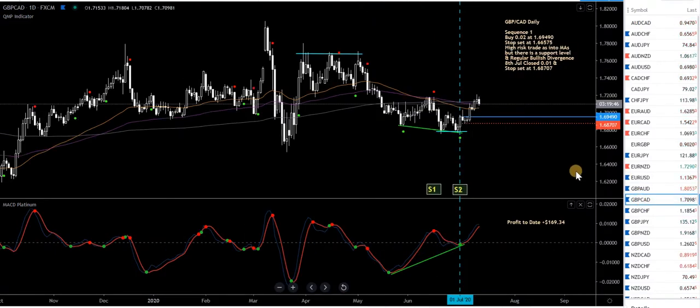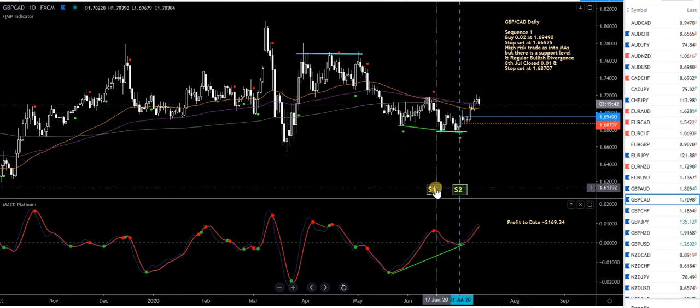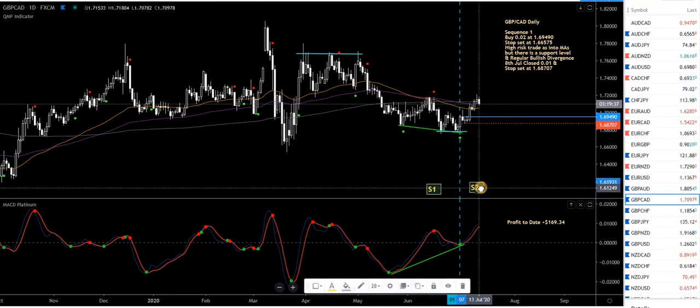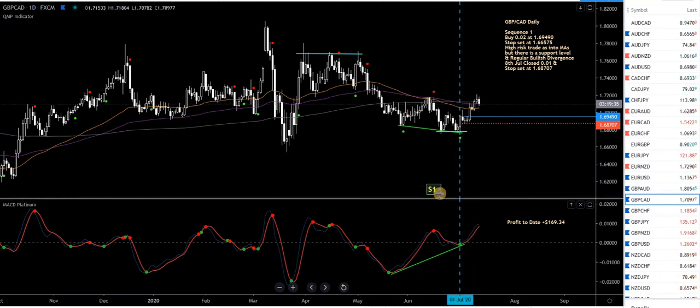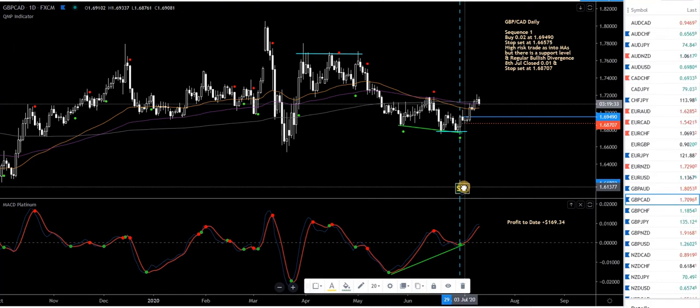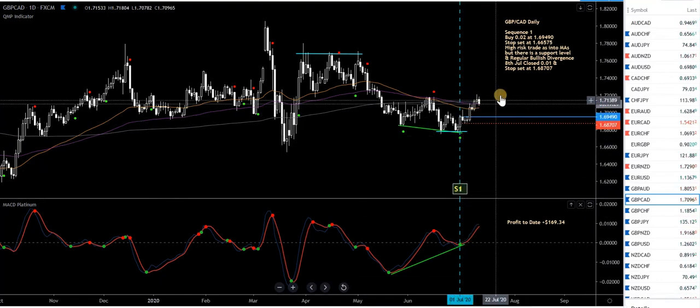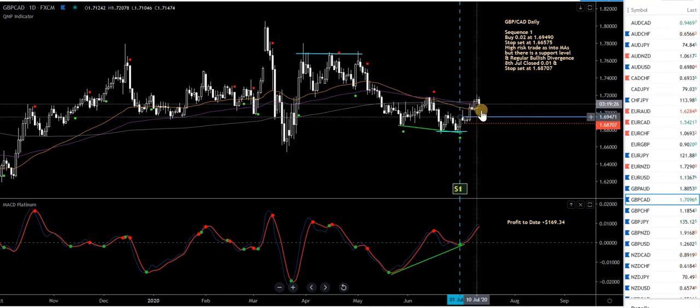Pound CAD in a buy. Don't know if I've got that there. Right, let's get rid of that and put that there. All right, I've got one buy on, closed half, got a stop in place, can't lose overall, so going all right there.